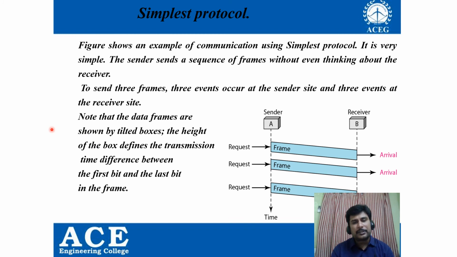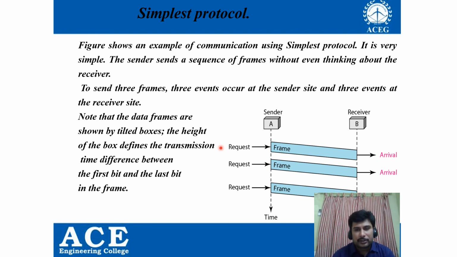Note that the data frames are shown by the tilted boxes. The height of the box indicates the transmission time difference between the first bit and the last bit. So in the simplest protocol, the sender has data to transmit and continuously transmits it, and the receiver can continuously receive the data that has been transmitted by the sender.